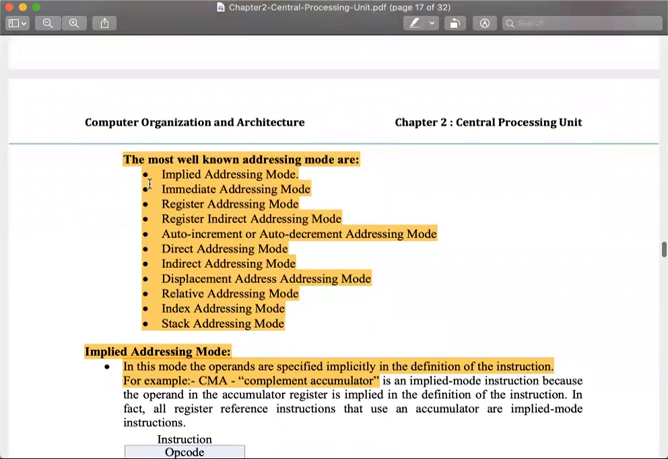There are some more addressing modes, called implied addressing mode, immediate addressing mode, register addressing mode, register indirect addressing mode, auto increment, auto decrement addressing mode, direct addressing mode, indirect addressing mode, displacement addressing mode, relative addressing mode, index addressing mode, stack addressing mode, and many more. Today we are going to read about them, but not everything will be discussed. Some of the important ones I will give you an idea of with some examples.